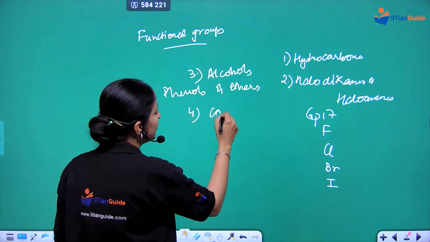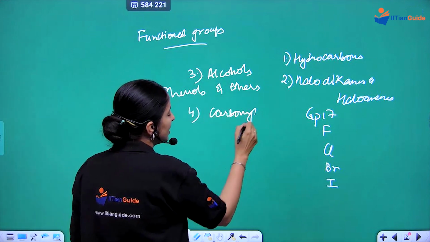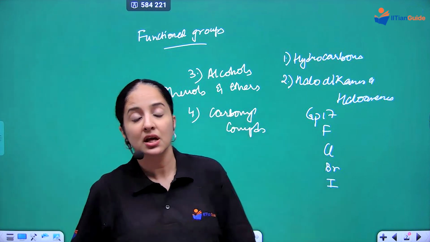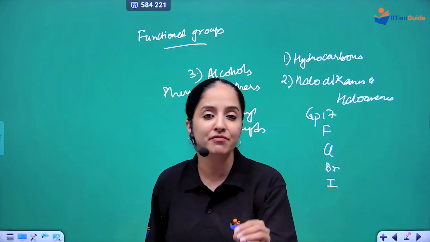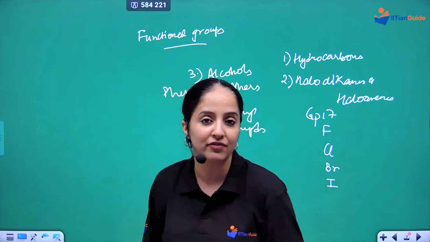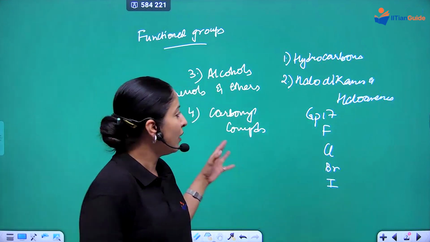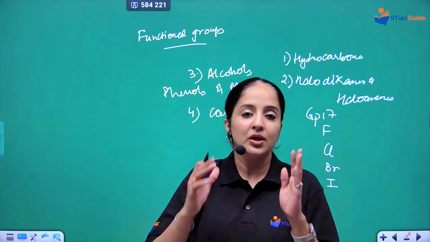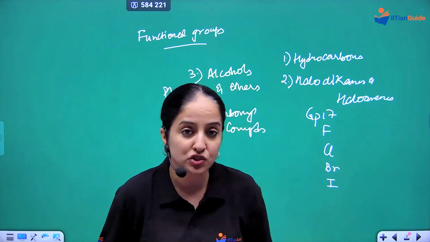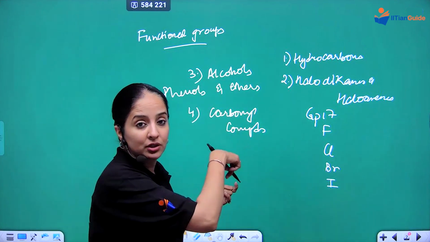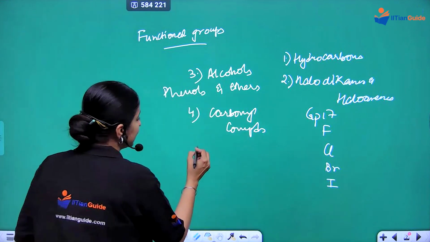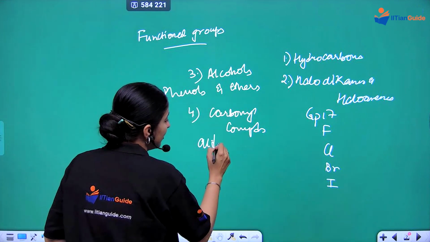Next, you have carbonyl compounds. Carbonyl compounds along with alcohols, phenols, and ethers cover the maximum weightage in your JEE Mains and JEE Advanced. Of course, for all of these functional groups, the base still remains GOC. You have to study general organic chemistry in order to reach the study of these compounds and do well.